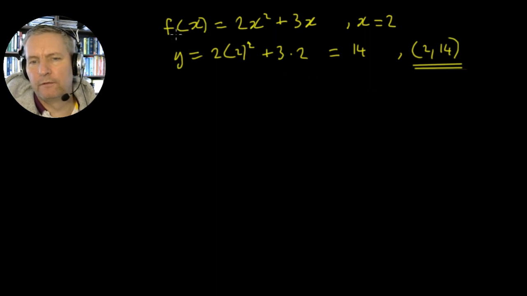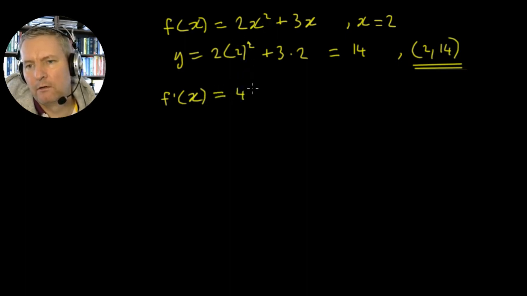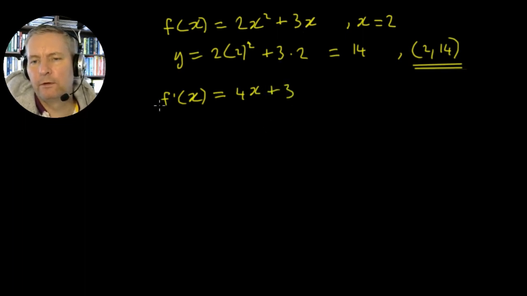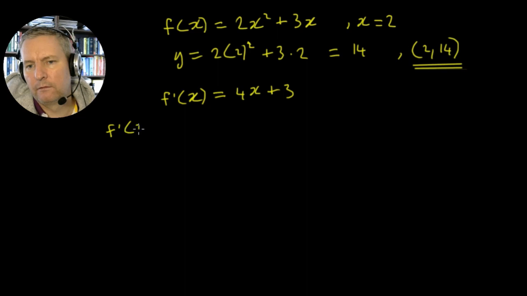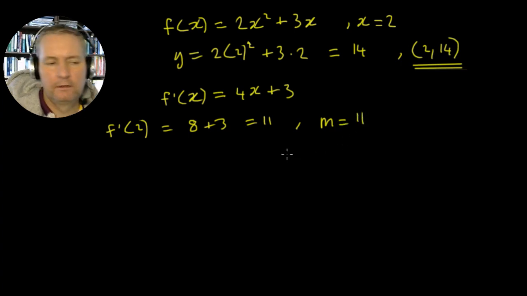Now what we want to do is differentiate this. So f derivative of x is going to equal 2 times 2x, so it's going to be 4x plus the 3. Now we want to find the gradient whenever x is equal to 2, so we need to find f derivative of 2. That's going to equal 4 times 2 is 8 plus 3, which is 11. So we could say that m equals 11.